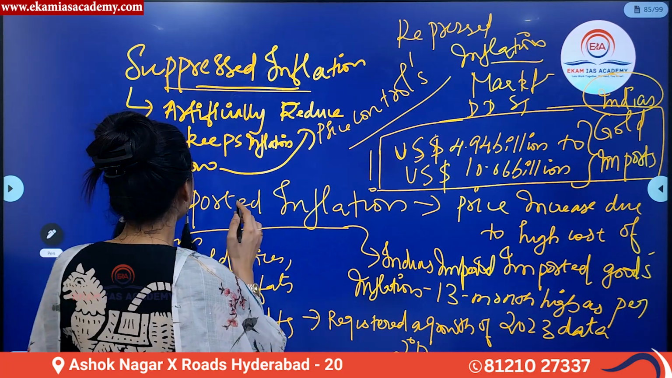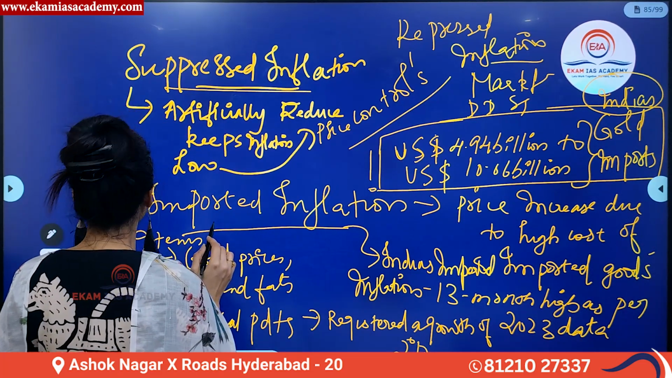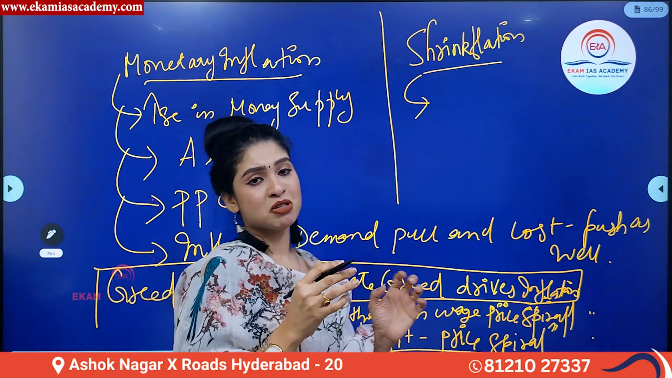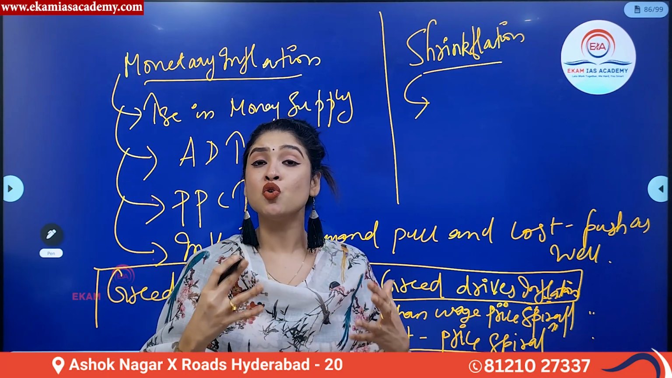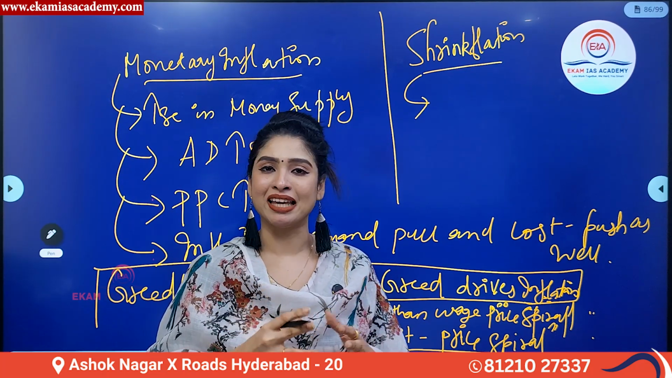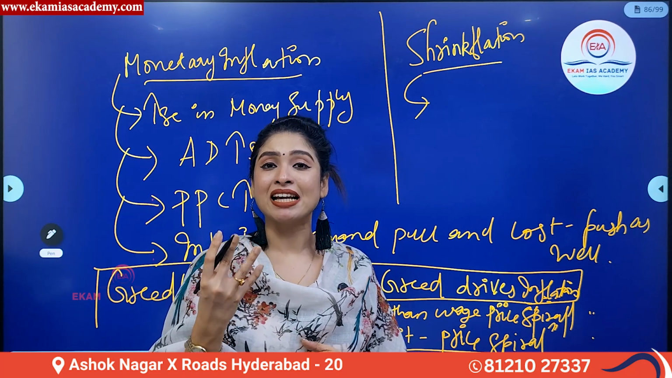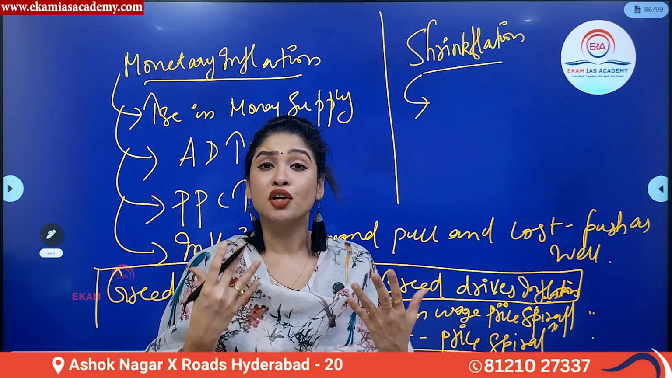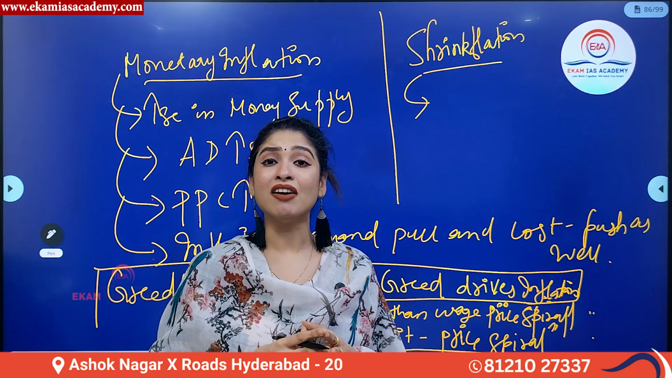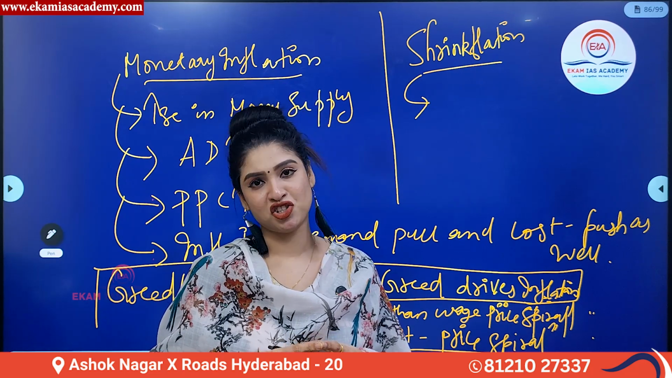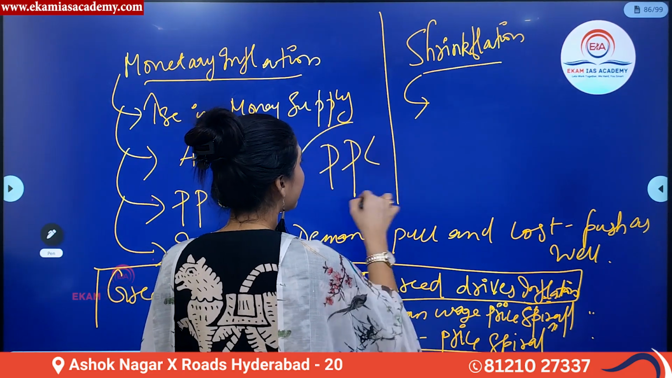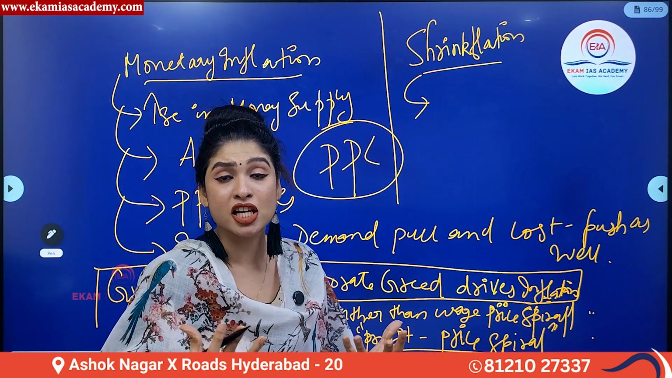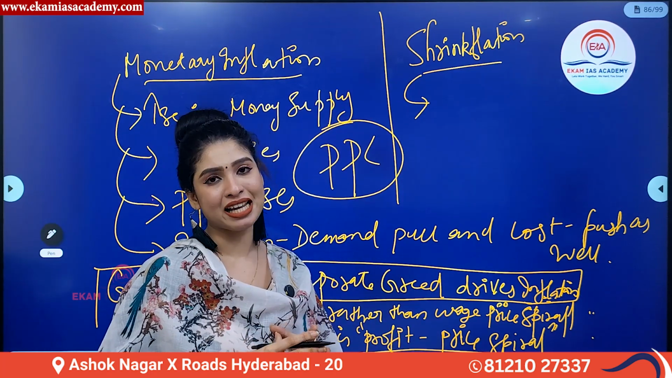The next one is monetary inflation. Now, monetary inflation in simple terms means it is a kind of inflation or price rise when there is too much of an increase of money supply in the economy. When money supply increases, automatically what happens? You, me, everybody will have sufficient money in our hands to purchase. Automatically, the purchasing power capacity of the people to buy a product increases.